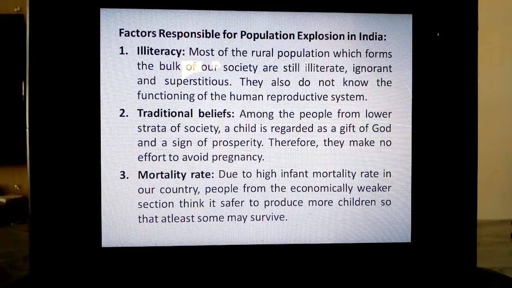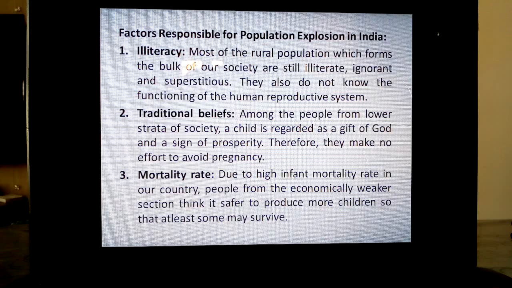And factors responsible for population explosion in India. Now, in the previous topic, you have learned the factors responsible for human population rise in the world. Now we are going to learn specifically about India. First one is illiteracy. Most of the rural population, which forms the bulk of our society, are still illiterate, ignorant and superstitious. So these three are important points, children.